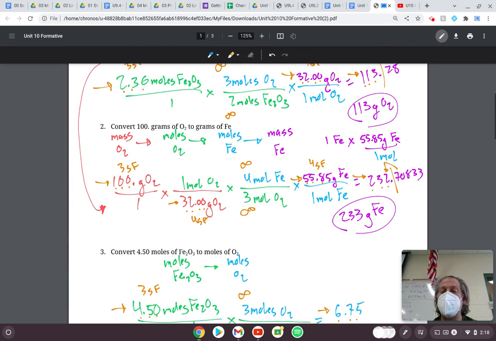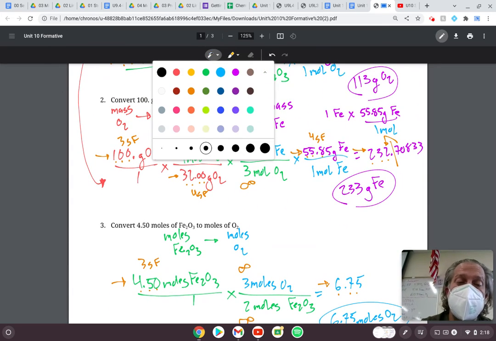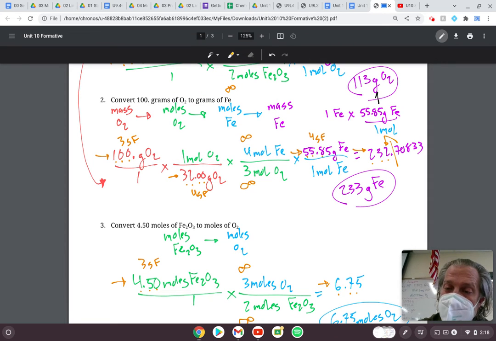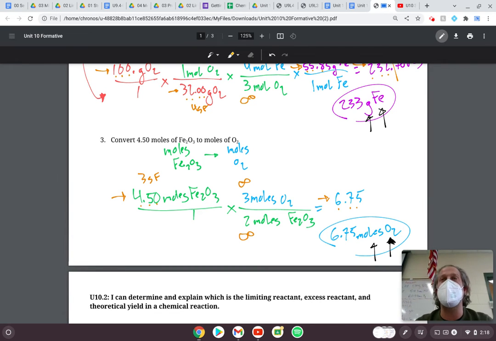Now, there's one thing that I really want to impress upon you. I'm trying to make this as clear as I possibly can. If you don't have a unit and a label, a unit and a label, and a unit and a label, even if your answer is correct, you're going to lose some points. You've got to show the work. You've got to show the unit and the label.